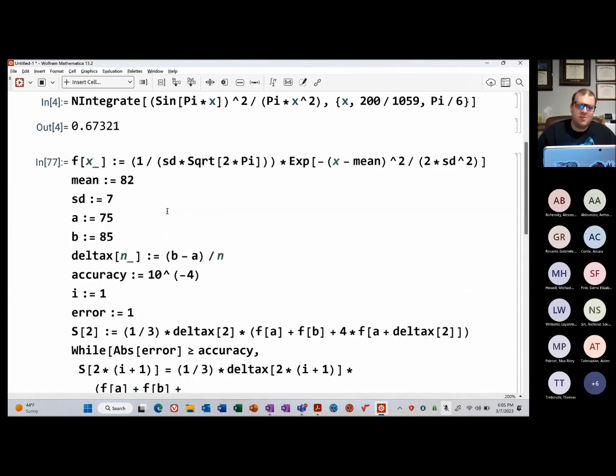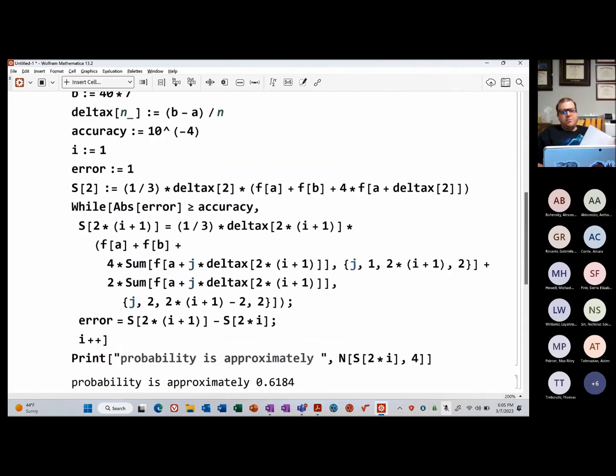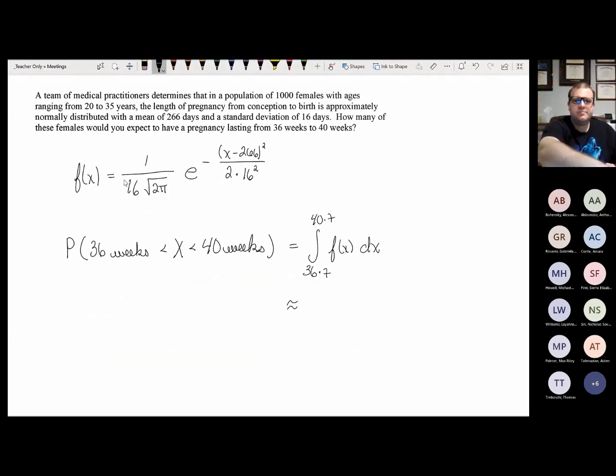Right, so again, if I come back to code I already wrote, change the mean to 266, change the standard deviation to 16, change A to 36 times 7, change B to 40 times 7. Right, and that's all that we need to adjust. Now, if we just execute it, we get 0.6184. Right, which is 61.84%.